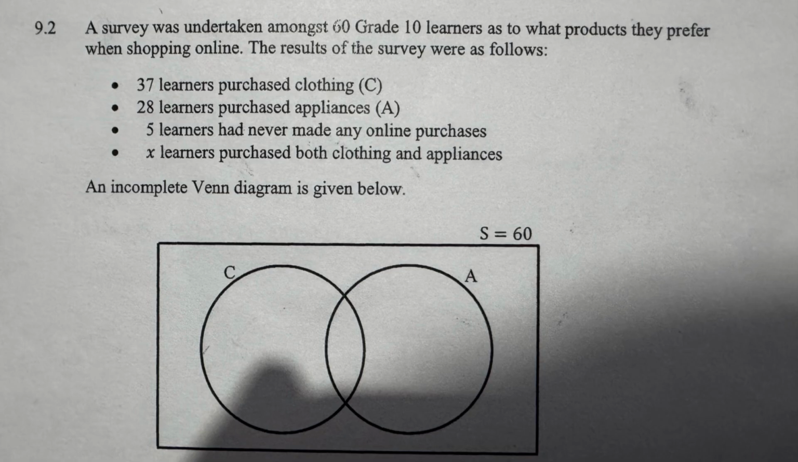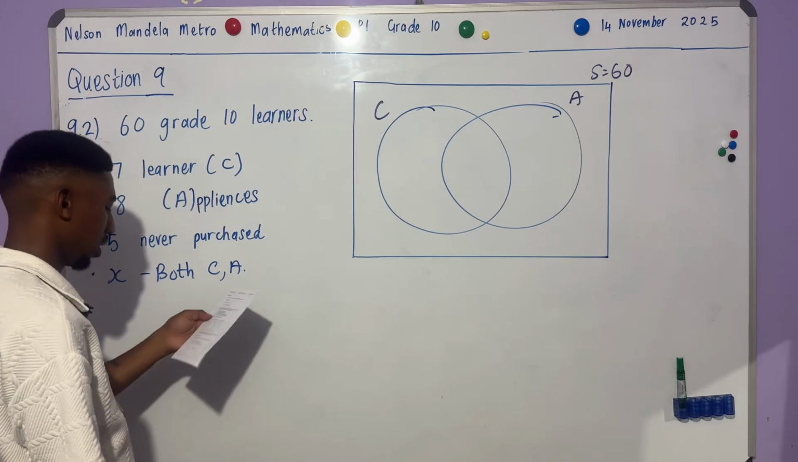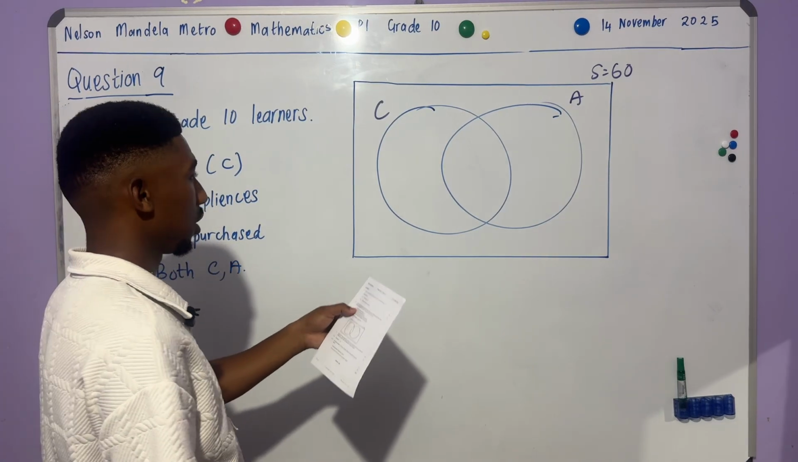Right, ladies and gentlemen, we are at the home stretch here. 9.2 is the last question. A survey was undertaken amongst 60 grade 10 learners as to what products they prefer when shopping online. The results of the survey were as follows. 37 learners purchased clothing, 28 learners purchased appliances, and 5 learners had never made any online purchases. X learners purchased both clothing and appliances. Very, very important. An incomplete Venn diagram is shown below.